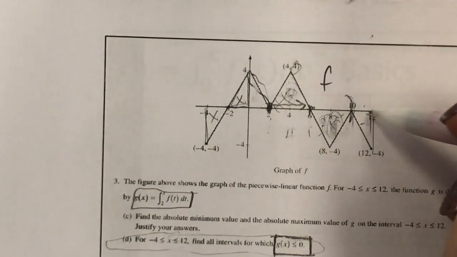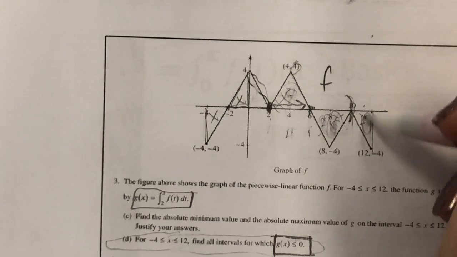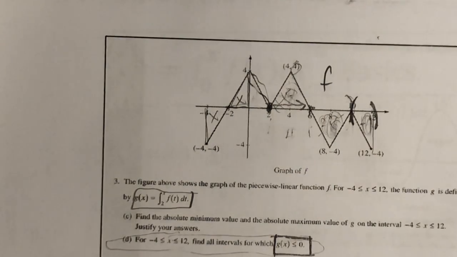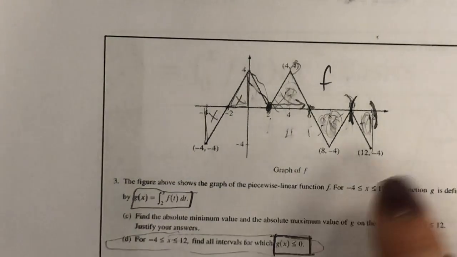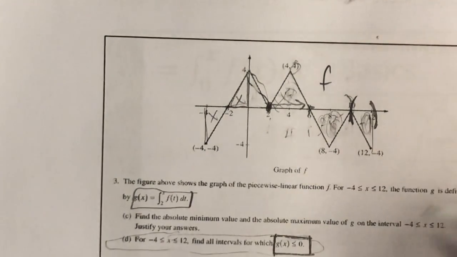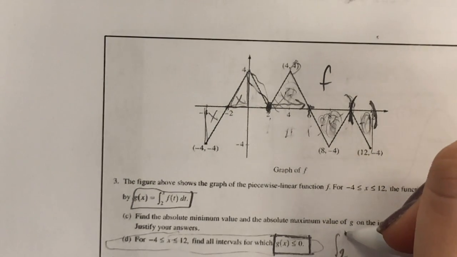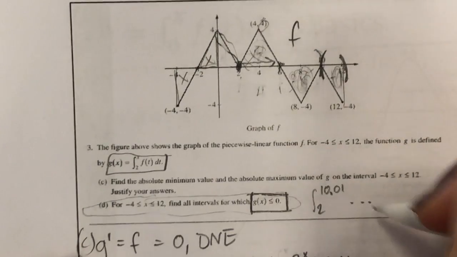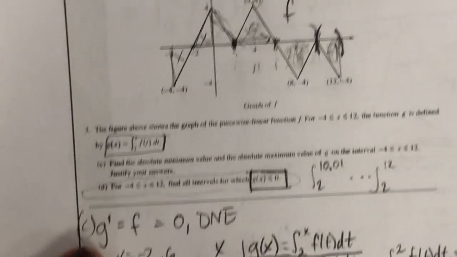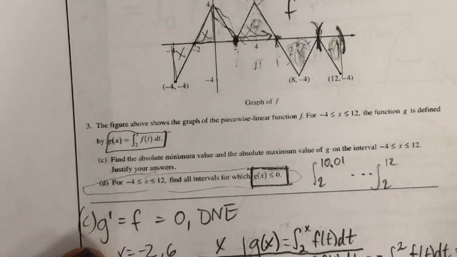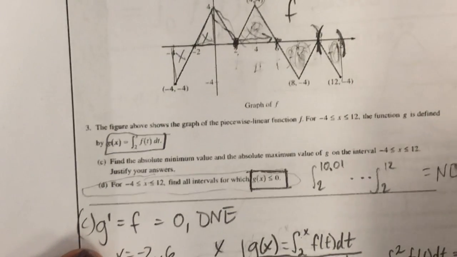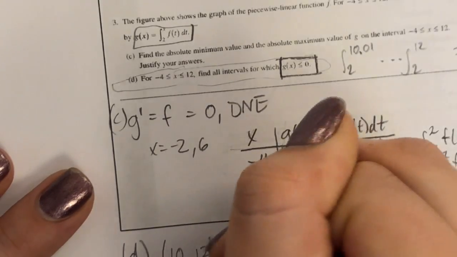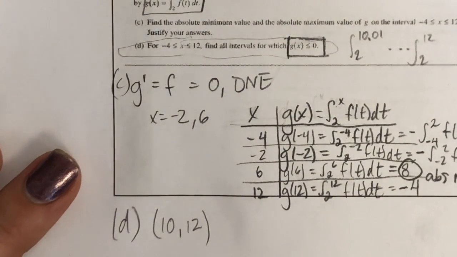Then because this is below the x-axis, it's going to start being negative. I'm now adding negative area to 0. So g is going to be negative if I take the integral from 2 to 10.01, all the way to 2 to 12. The integral would be negative. So that is one of my answers: the interval from 10 to 12. Let's see if there are any more.